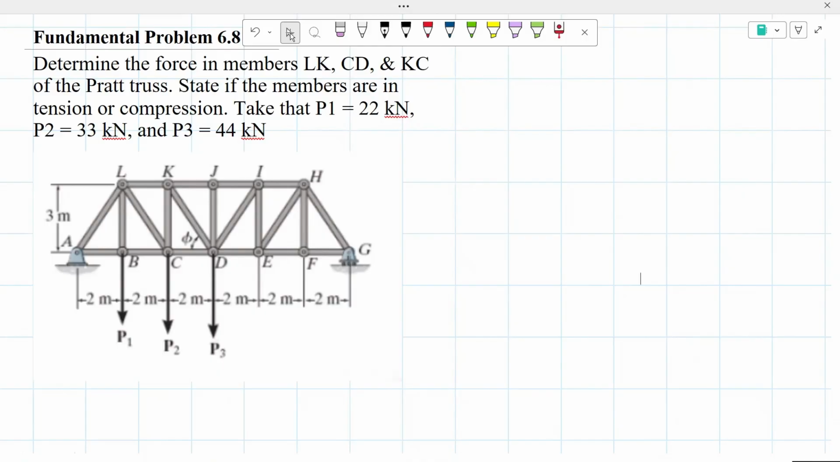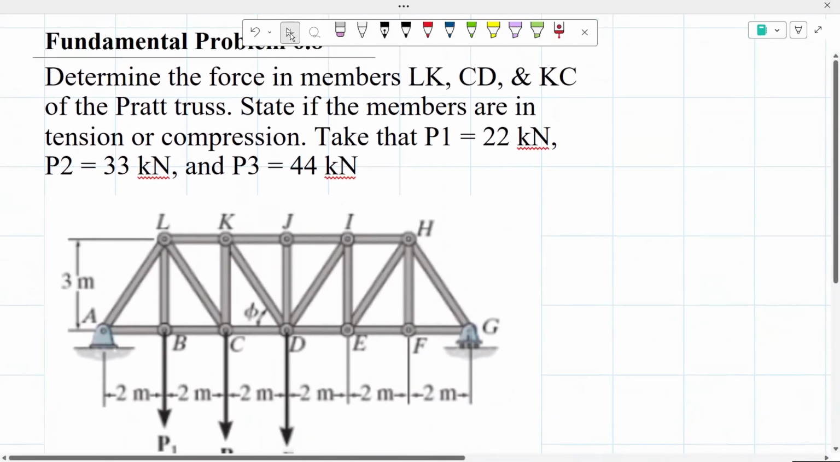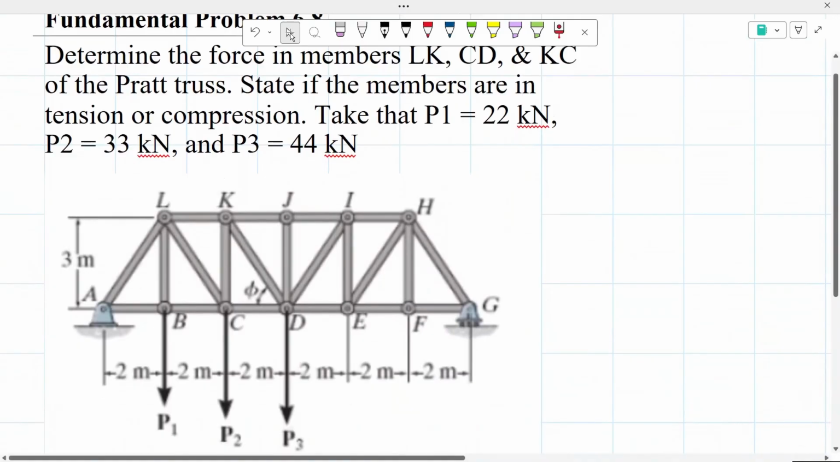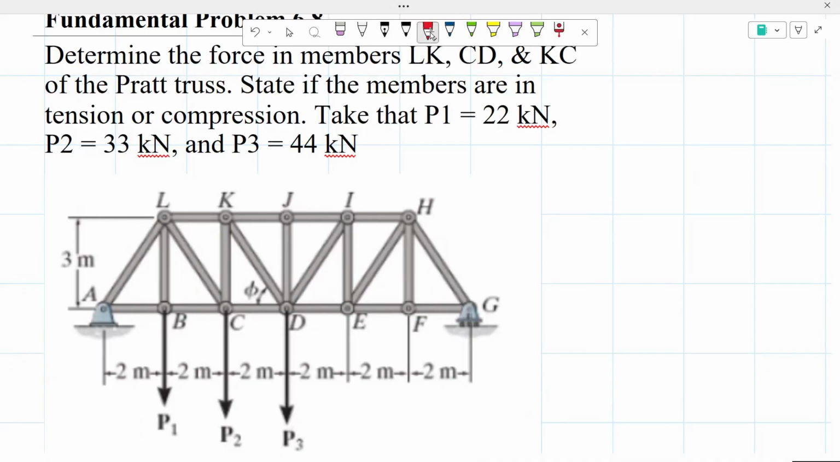So the first thing that we're gonna want to do to start off this problem is determine where we're gonna do that cut through the truss. And something important to remember is you want that cut to go through the members that it's asking you to determine their forces. So it asked us to determine the force of LK, CD and KC. So what I'm gonna do is the cut right here where it passes LK, KC, and CD, at an angle. That's gonna be my cut right there.